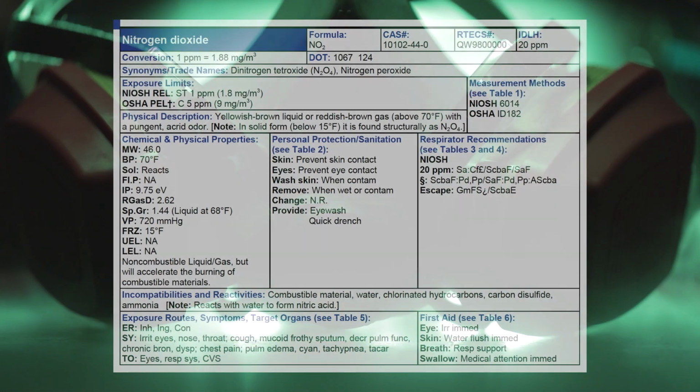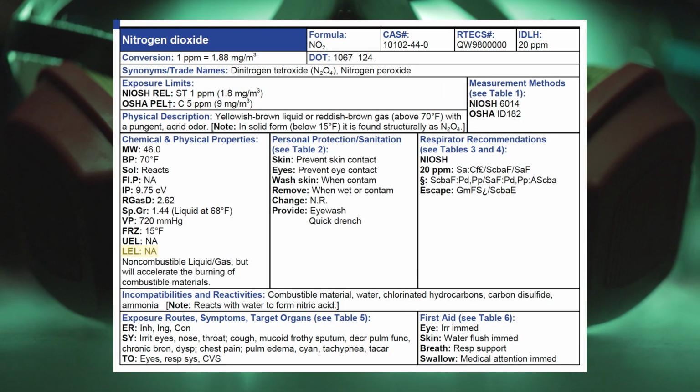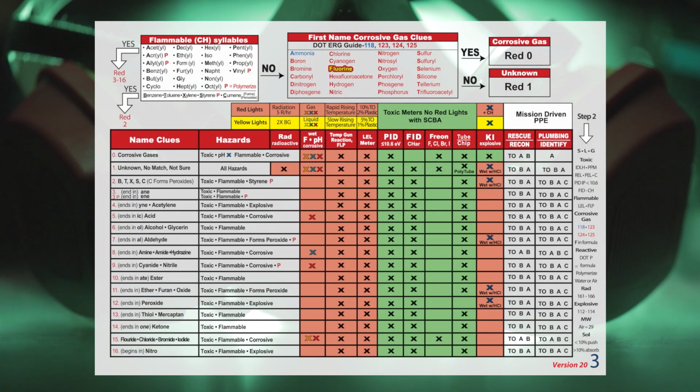It says corrosive gas, that there's no LEL. It reacts with water. It's heavier than air. What's the DOT number? The DOT number is 124. If you go back to chart number 3 and you look at the box, you see that the 124 is in red. It tells you confirmed. My size up is confirmed and verified.